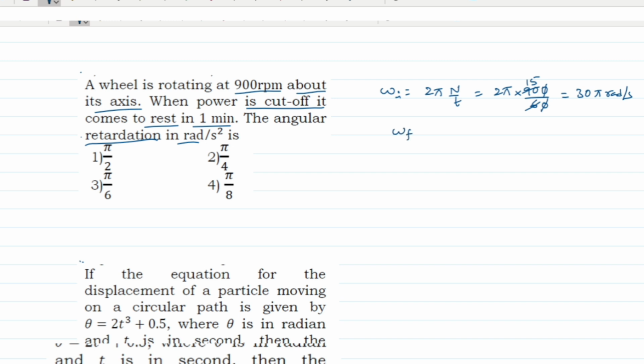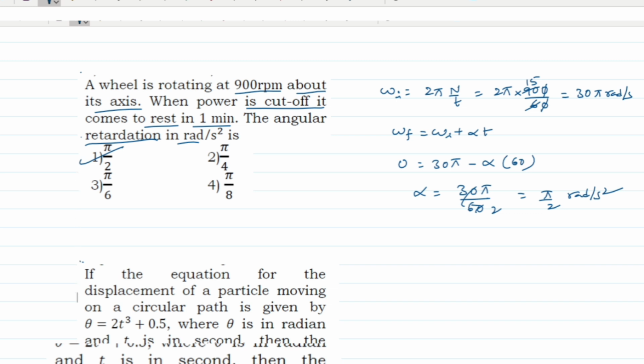So here you can take omega final equals omega initial plus alpha into t. Omega final will be 0. Omega initial value you calculated as 30 pi. It comes to rest, in the sense it is retarding. Time is given as 1 minute, so you have to consider 60 seconds. Alpha will be 30 pi by 60, so 2 times here we get pi by 2 radian per second square.